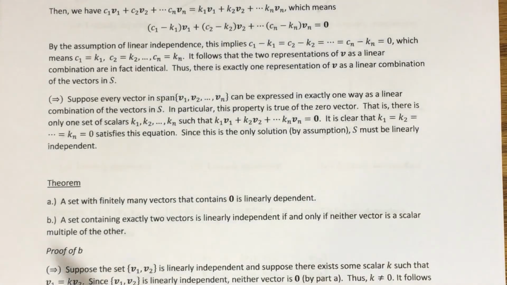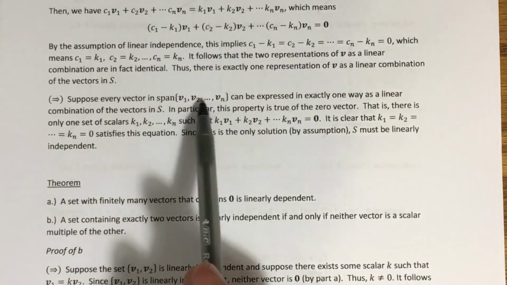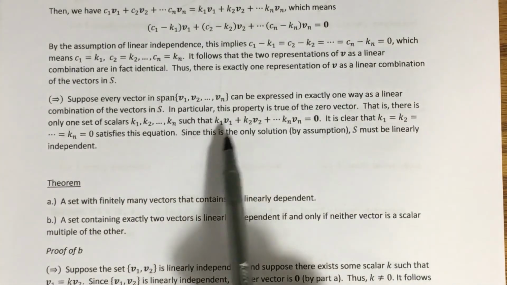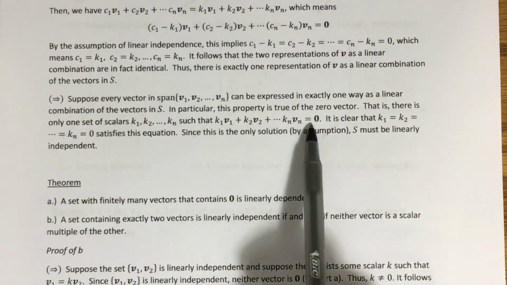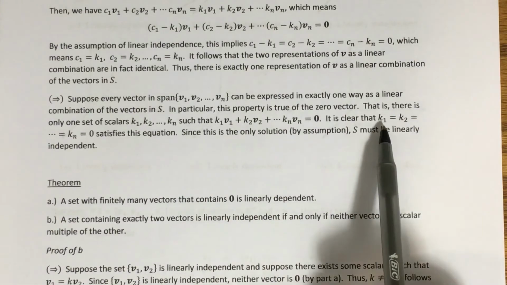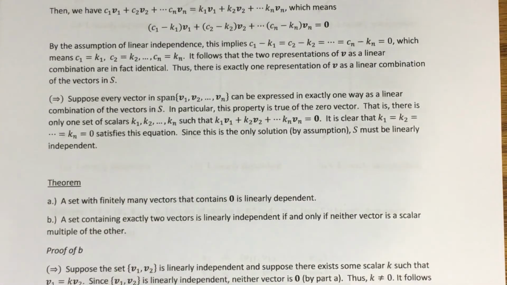But the assumption that we made at the beginning is that for every vector in this span, there's exactly one way. So if we've found one way to make this linear combination equal 0, by assumption it must be the only way. So that means k1 through kn are all equal to 0, and that gives us linear independence. Okay?